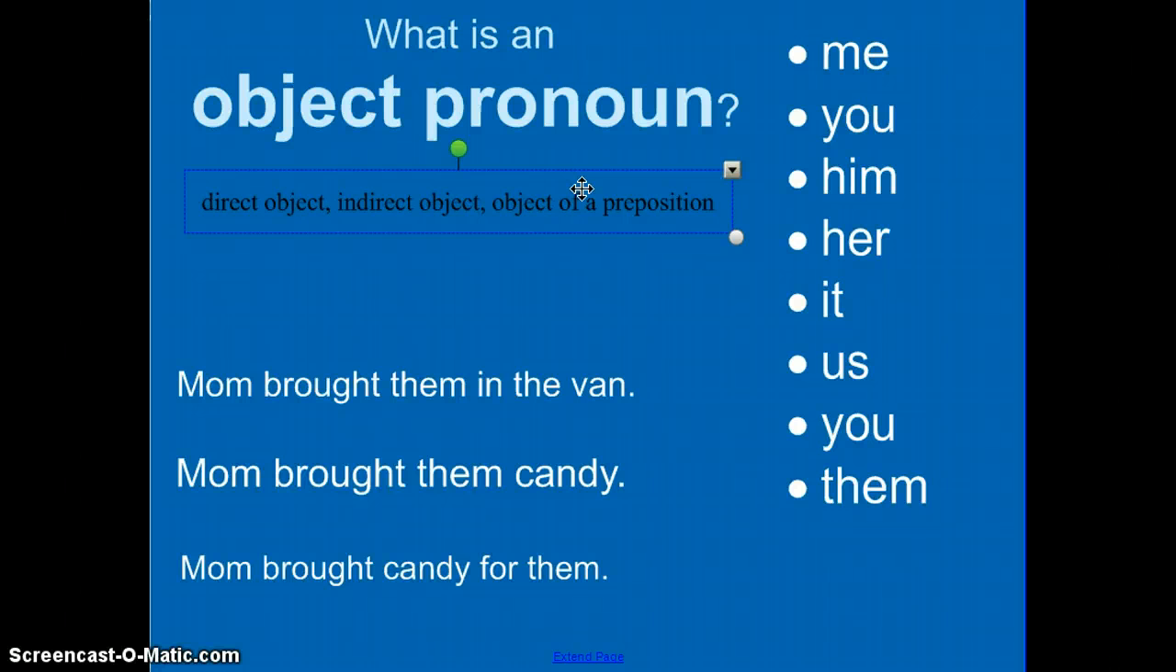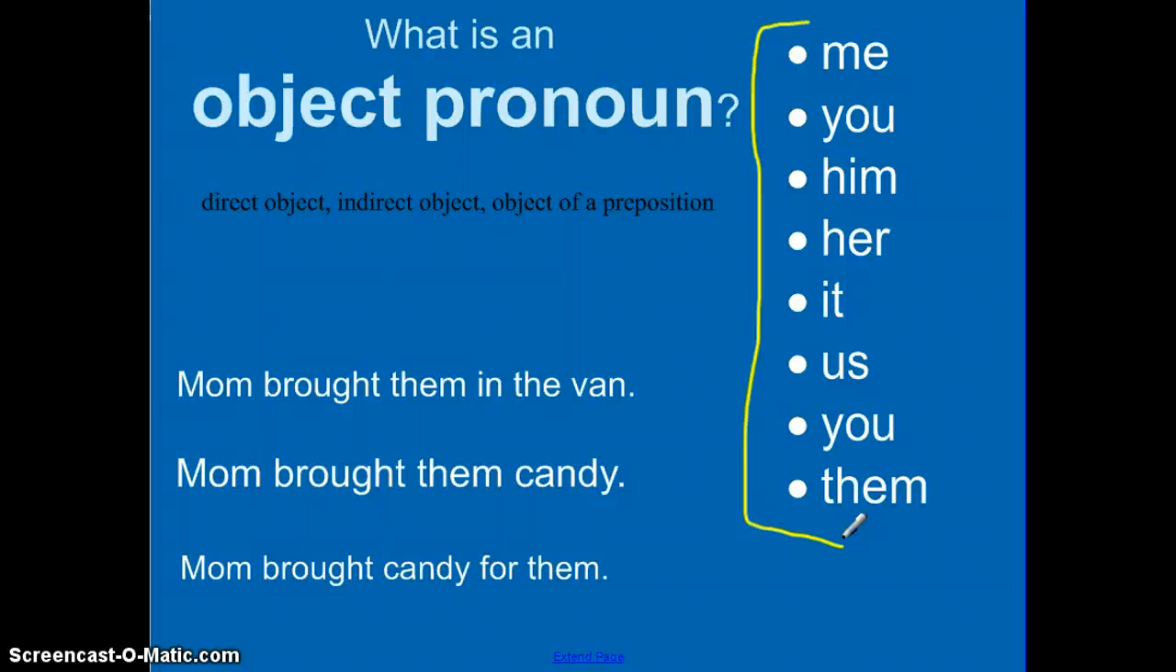And so on your paper you need to copy these pronouns down. Me, you, him, her, it, us, you, them. And you're going to need to memorize these. The nice thing again is that you is the same. It's the only pronoun that's the same from subject to object and singular to plural. So once you memorize the subject pronouns, you already have two memorized for your object pronouns as well.